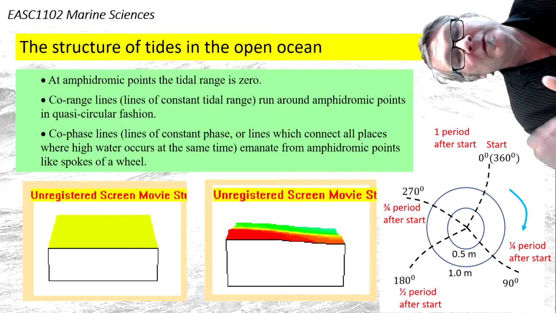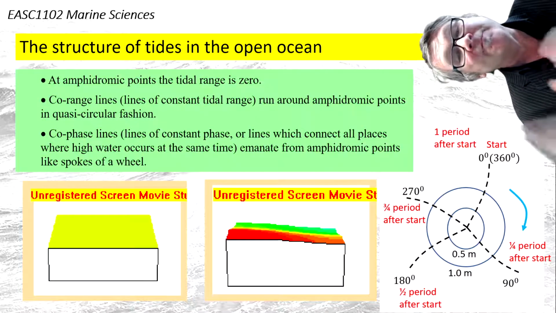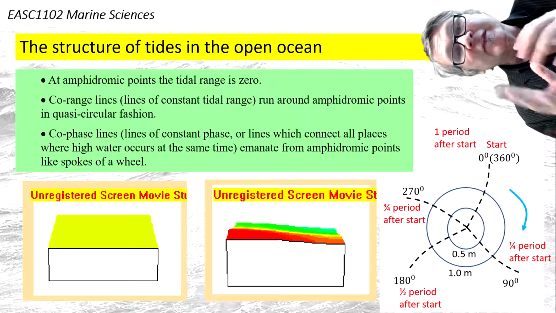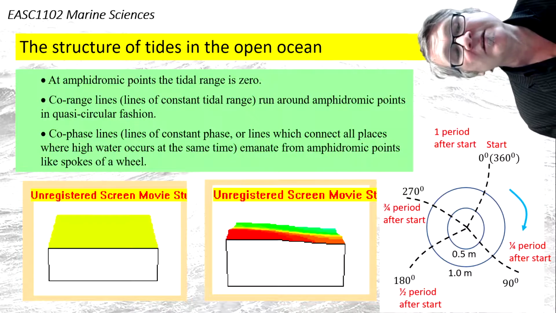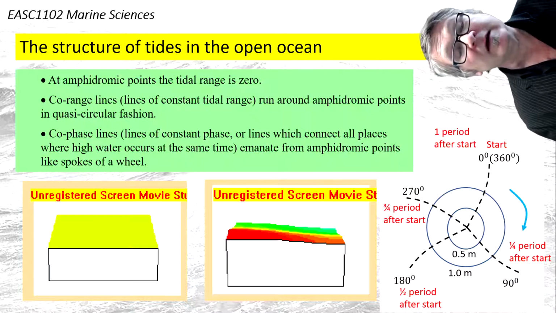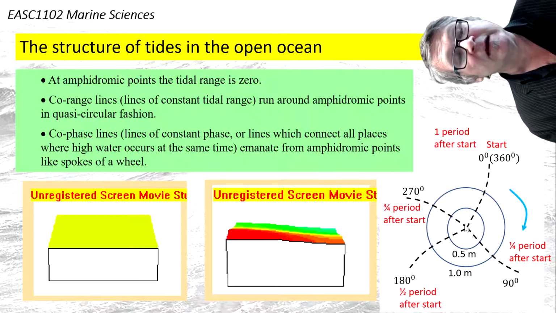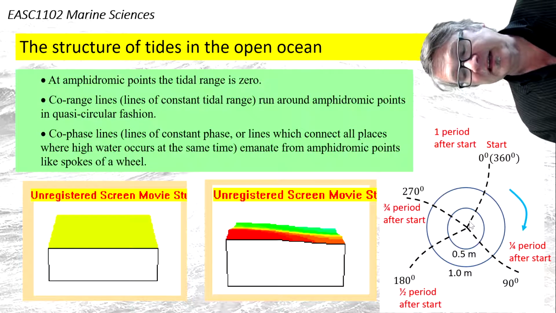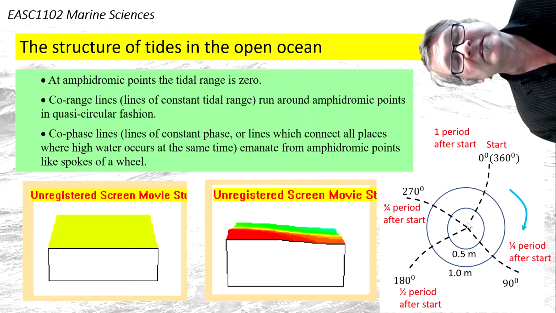So the first thing that we can use is so-called amphidromic points, the points where the tidal range is 0. Okay, so we have a tidal constituent, and for example, in the center of this example, if you look from above, in the center, no vertical movement. This is a so-called amphidromic point.